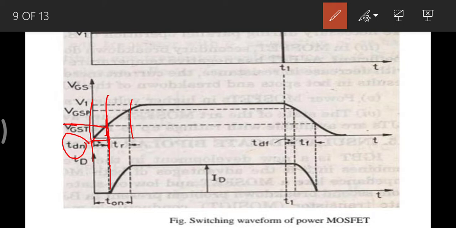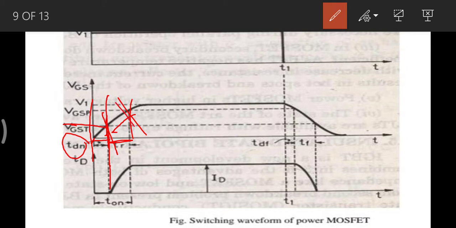So how can we define rise time? It is the time taken to reach the voltage from the threshold voltage to the gate-to-source voltage. That time is called the rise time. That means the time taken to reach from VGST to VGSP is considered as the rise time.